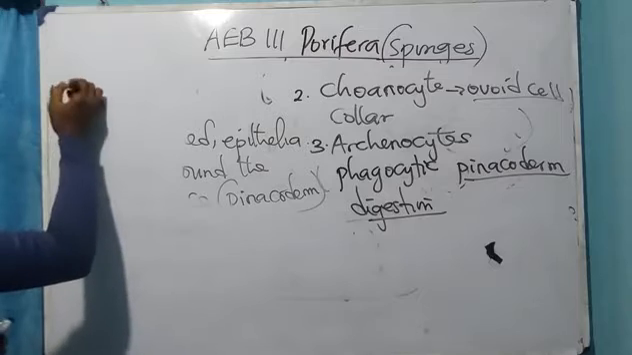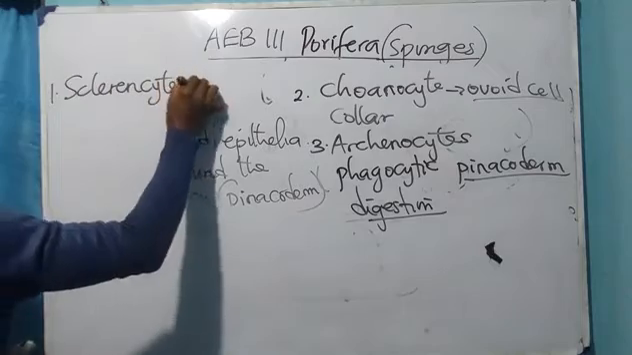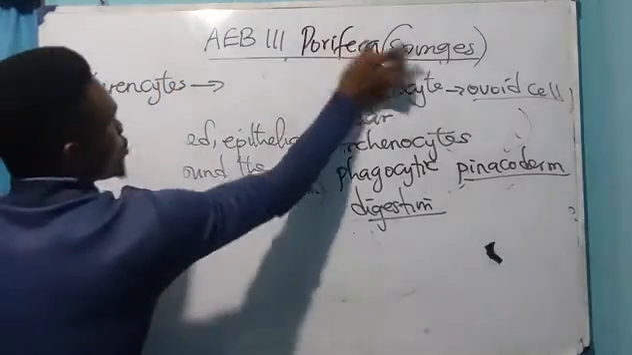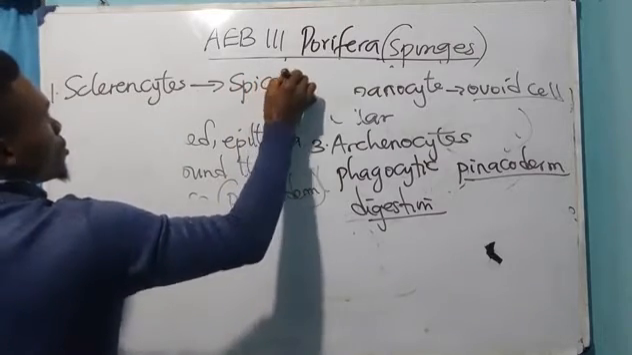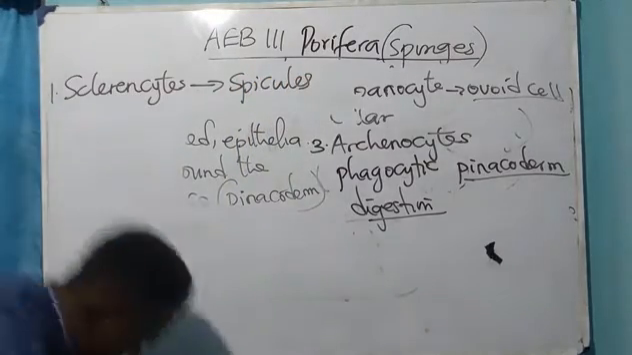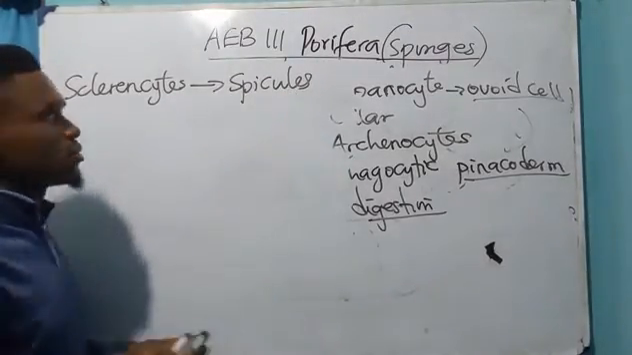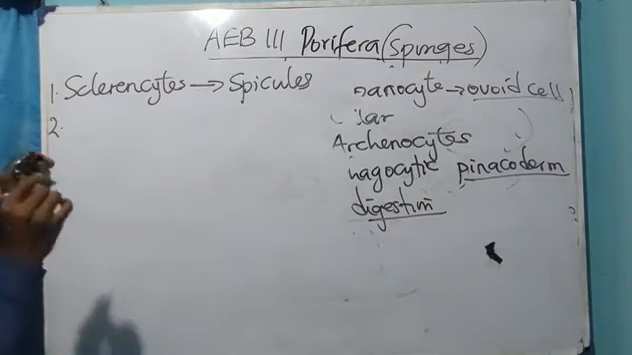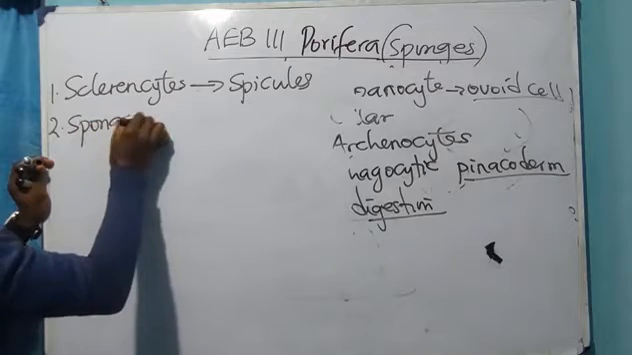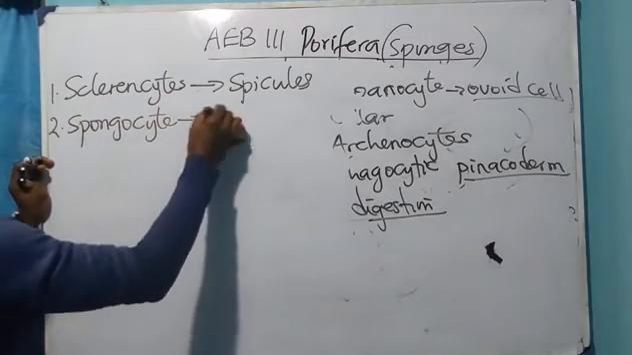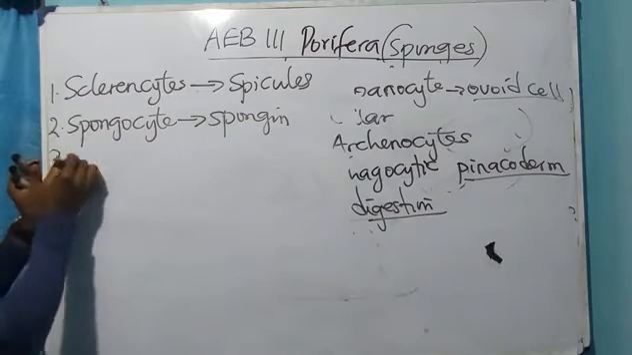We have the sclerocytes. The sclerocytes are responsible for the secretion of spicules, alright? The sclerocytes secrete spicules, which are actually the skeletal material. Number 2, it is also differentiated into spongocytes. Now these spongocytes produce spongin. They produce spongin.